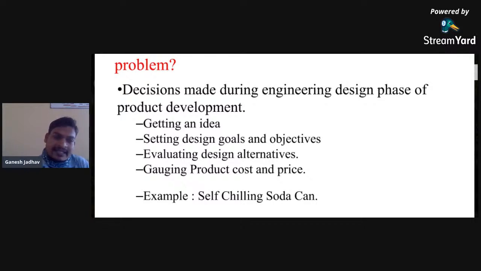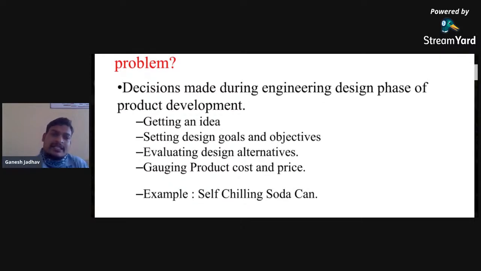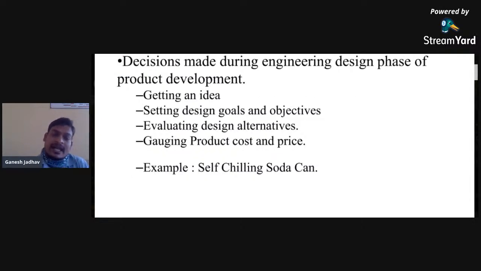First, we require getting data: what is the requirement from the client? And then setting the design goal and objective, because we are required to design any phase of the product. This is the product development. For any module development, we require the particular module goal or objective. So this is setting the goal and objective for the design, then evaluating the design alternatives, and judging the product cost and price.